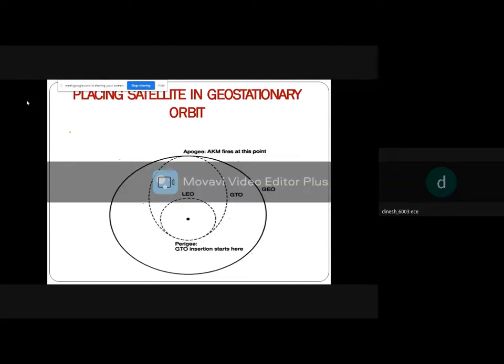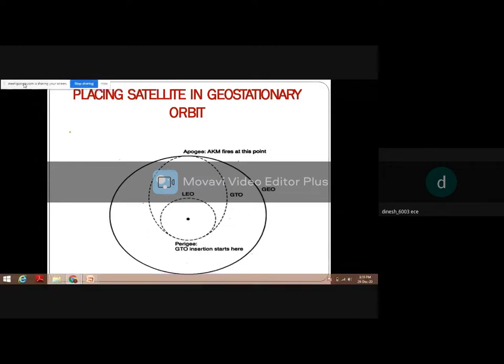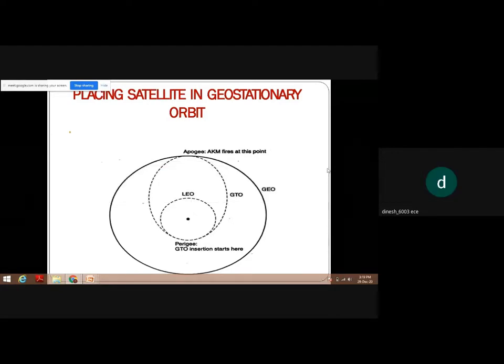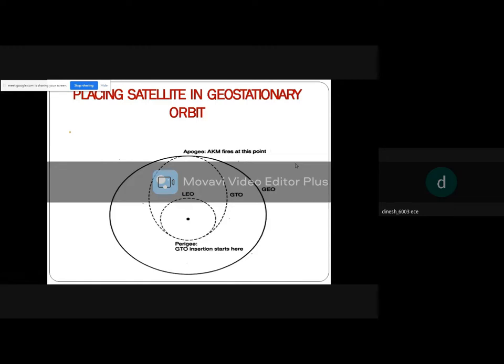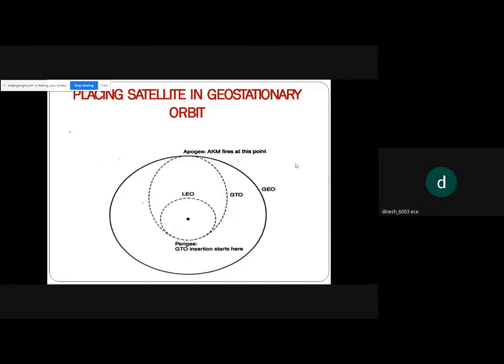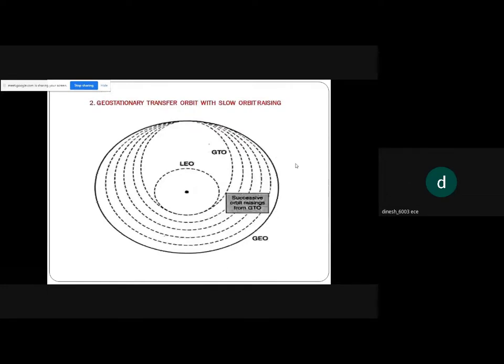So next are the points. Placing a satellite in geostationary orbit is a difficult task, which our scientists have done correctly. So perigee point, apogee point, LEO, low Earth orbit, geosynchronous orbit. Those are the points. So how do we place it? This is how we place it.